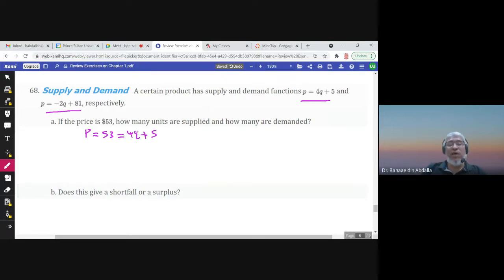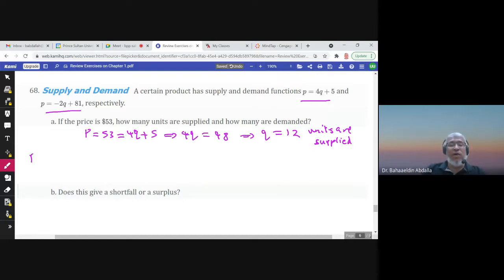This is the supply equation. So 4Q would be equal to 53 minus 5, which is 48. And hence Q is 48 divided by 4, which is 12. So 12 units should be supplied when the price is 53. How many are demanded?